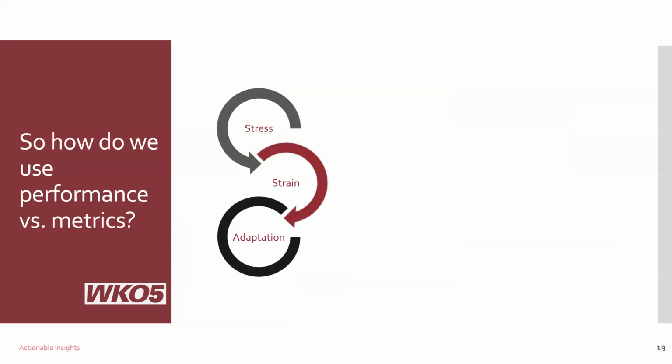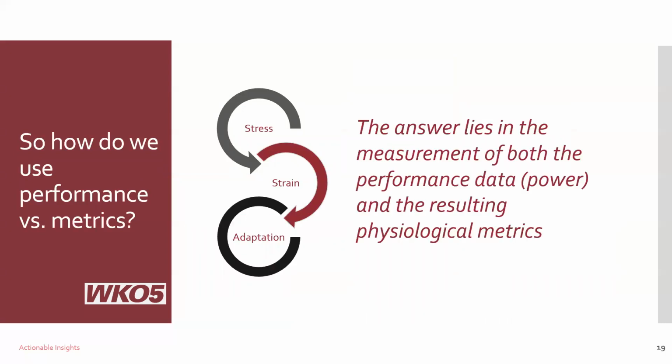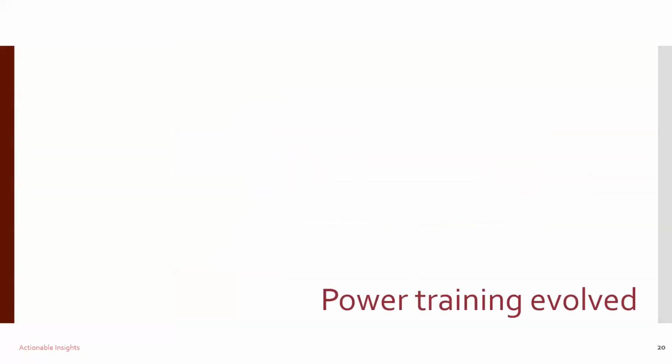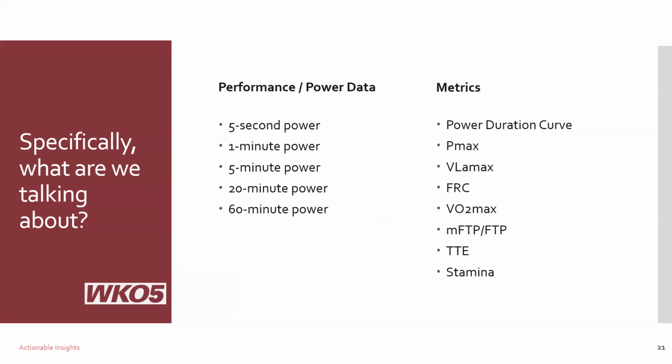Now, we take this idea of stress, strain, and adaptation, really the best result. And I think what WKO and the power duration curve bring is this combination of power data, which is the best predictor of performance, along with the ability to get pretty high quality physiological metrics. The ability to control all this comes in our ability to match performance data, power, and the resulting physiological metrics. So let's dig into that a little bit. What is power training? What are metrics? What are we specifically talking about?